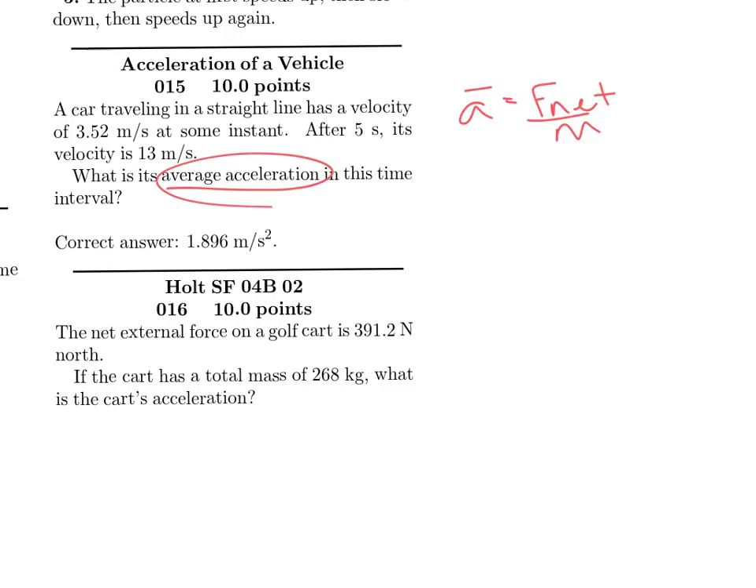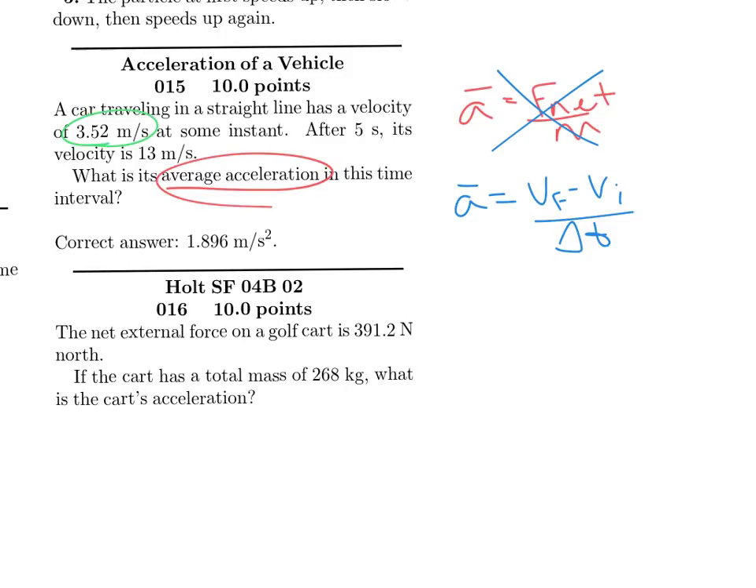So I'm going a little bit roundabout, but I want to show you a technique you can use if you're not sure how to do these problems. So what else do I have? I have v final minus v initial over my change in time. Now let's do a checklist. Do I have v final?